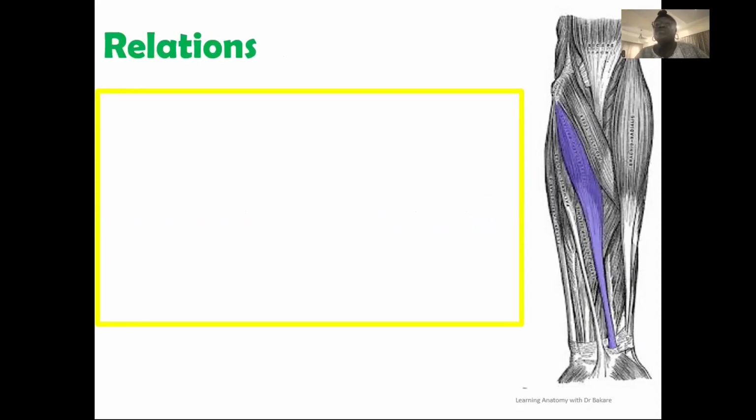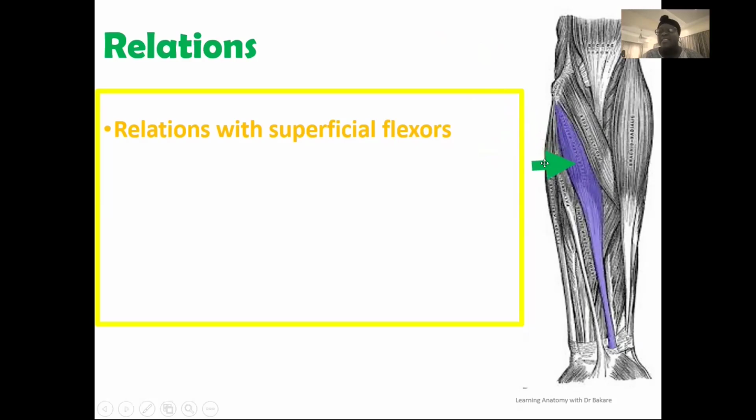Let's use this slide to describe the relations of this muscle. It is important that we highlight the relation of this muscle to the other muscles that are located in the superficial layer of the anterior compartment of the forearm. This is where we have the flexor carpi radialis that is arrowed here in green. So before we try to describe its relations, let's try and place it in its correct anatomical position.